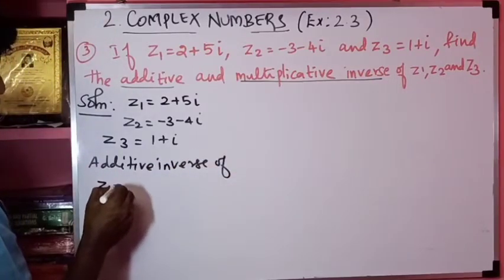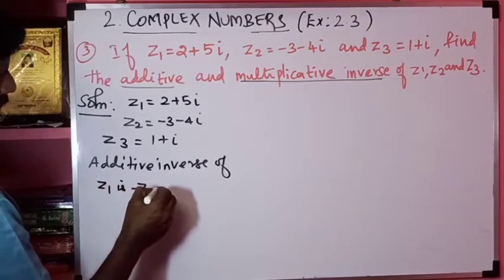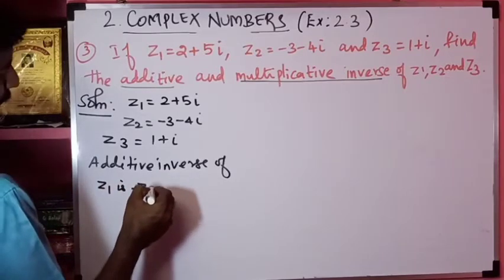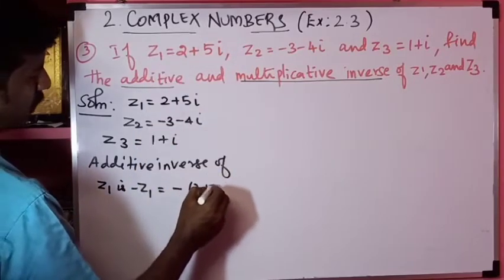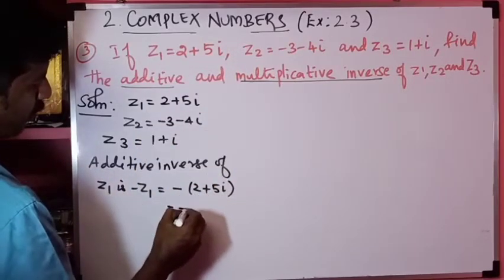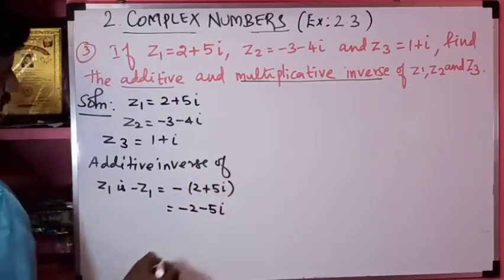The additive inverse of Z1 is minus Z1, right? So minus Z1 means minus, what is Z1? It is 2 plus 5i. So it is minus 2 minus 5i.